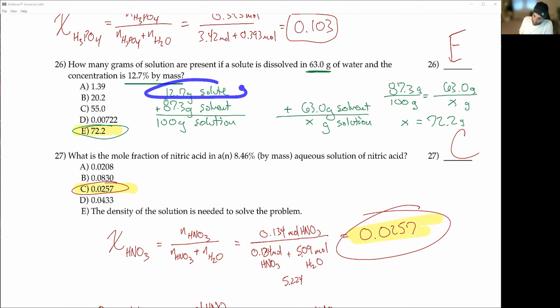I have 12.7 grams of solute because I know by mass, that's what I've got. That means that I have 87.3 grams of solvent and 100 grams of solution. So I'm setting up a proportion between these two. Based on percentage, I know that those are the masses that I have: 12.7 to 87.3 is equal to 100 grams of solution.